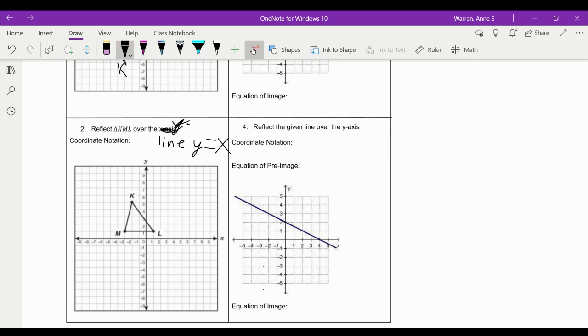Okay, so if I'm reflecting over this line y equals x, first things first, I'm going to draw in that line. We should all know what it looks like at this point. Okay, it is a line with a slope of 1 that goes through the origin.